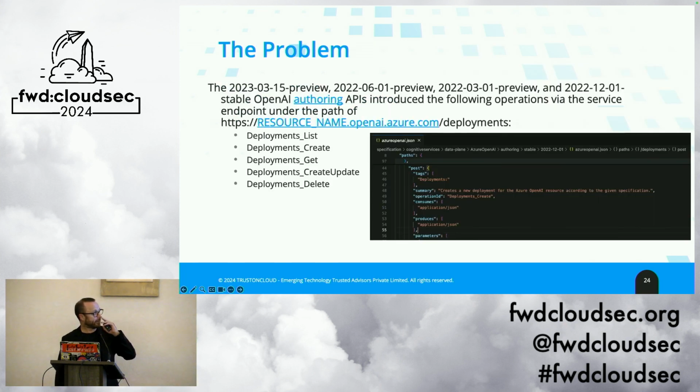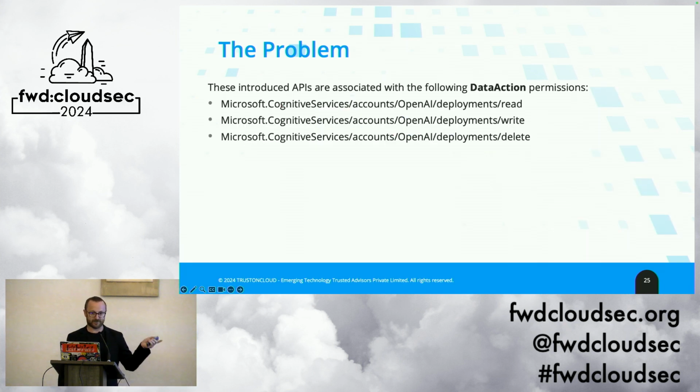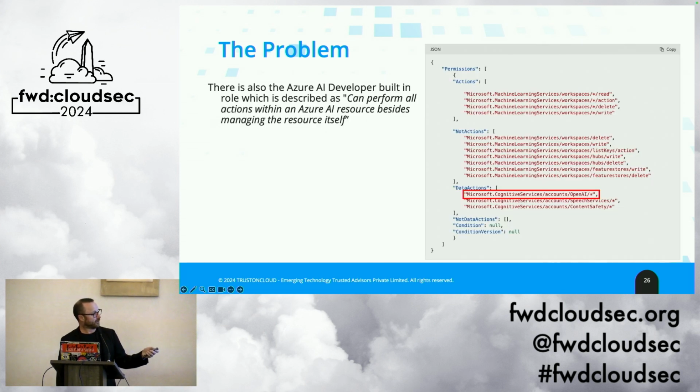The problem was that in those API versions, they introduced some new APIs which are all about deployments, which got me interested. I thought, hang on, I thought that was a control plane thing. But I figured it wouldn't matter, because you need a permission for an API, so you wouldn't publish the permission, but they did as well. They also published additional data plane permissions, which are data action permissions here, for each of those deployments. And it also got worse.